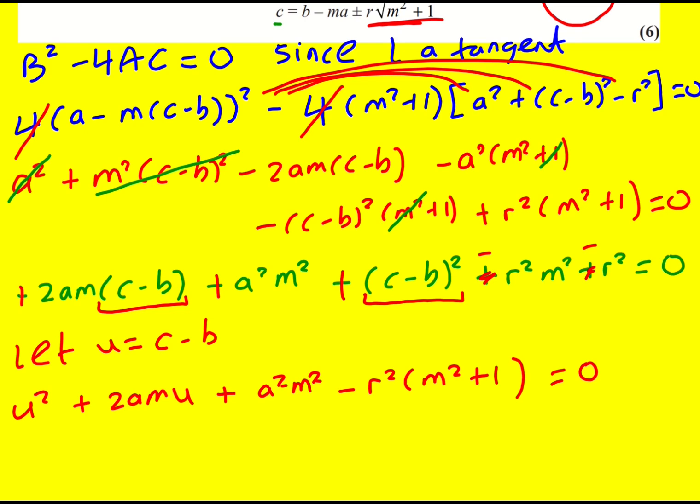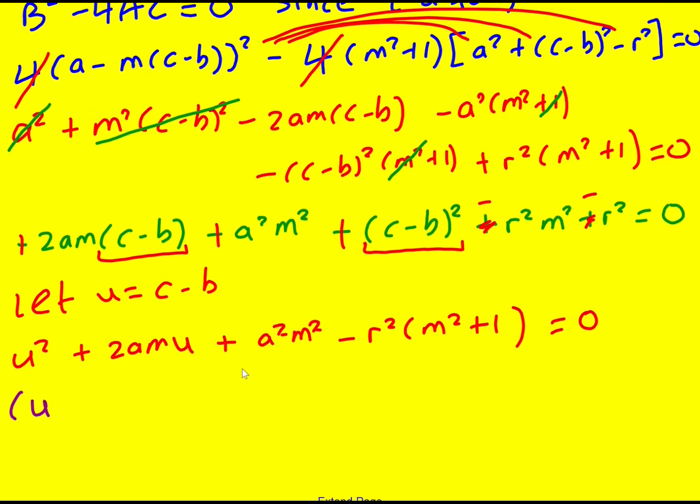Okay, and then I can solve this quadratic. I could use the quadratic formula, but I'm actually going to complete the square. Quite often just an underrated skill for when you're dealing with a quadratic. It can be a bit quicker than using the quadratic formula. So (u plus am) squared will give me u squared plus 2amu plus a squared m squared. So I need to minus a squared m squared, which then cancels with this a squared m squared.